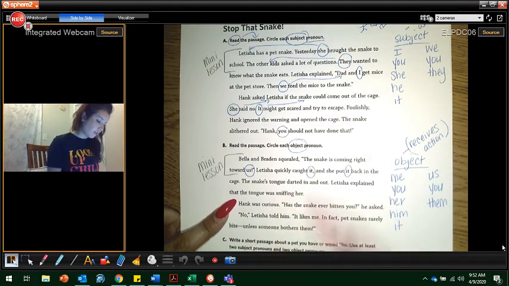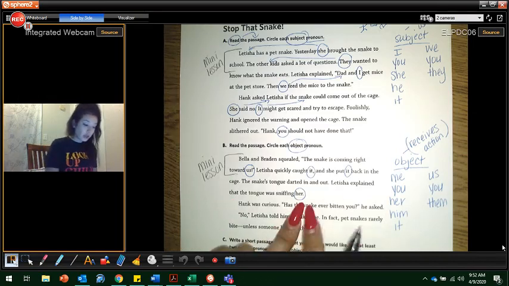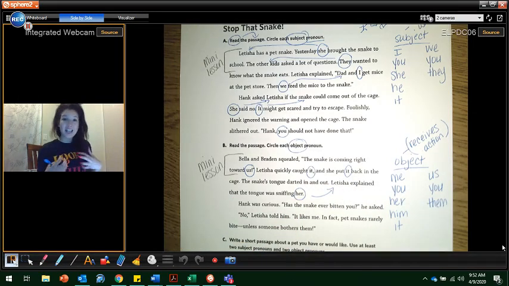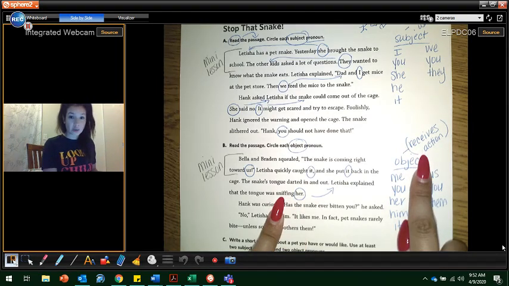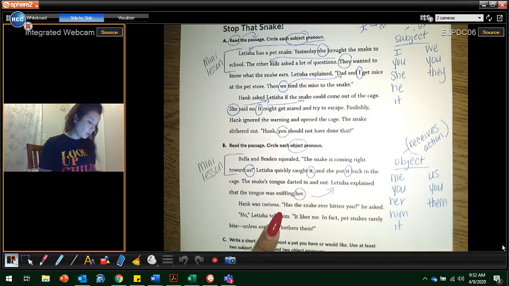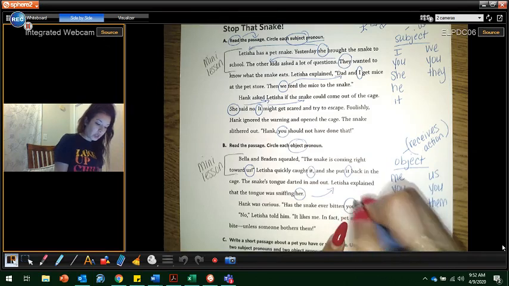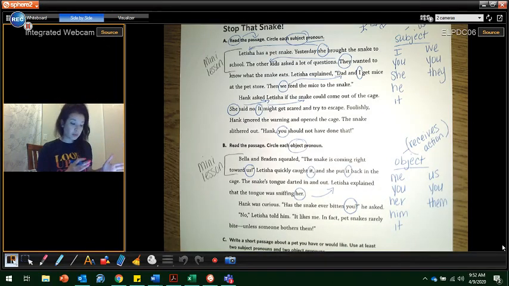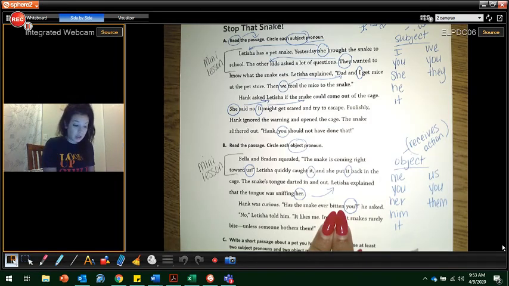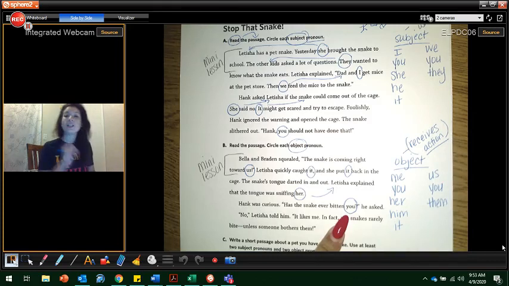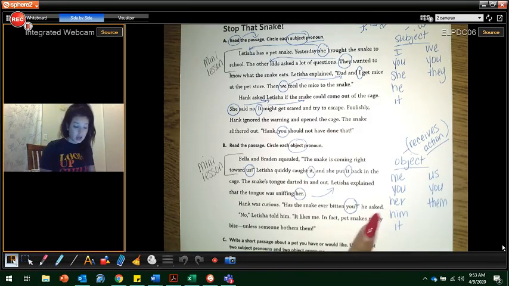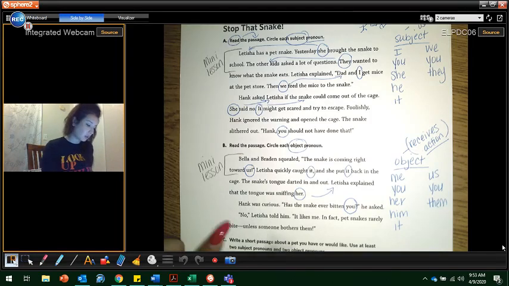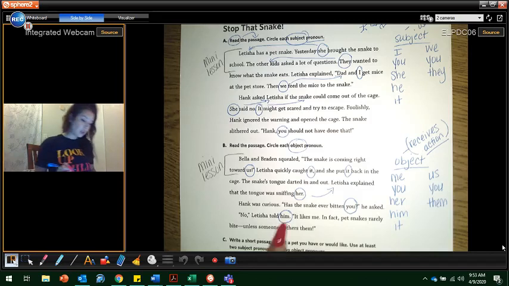The snake's tongue darted in and out. Letitia explained that the tongue was sniffing her. So her is talking about Letitia, but here she's receiving the action of being sniffed. So she is an object pronoun. Sorry, her is an object pronoun. Hank was curious. Has a snake ever bitten you? Now here, it could be a subject pronoun or an object pronoun when we're talking about you, but since it's the one receiving the action of being bitten, possibly being bitten, it is an object pronoun because an object pronoun receives an action. He asked. Now here, he is a subject pronoun, so we're not going to circle it because he is doing the action. It's not receiving the action. No, Letitia told him. So here, him is an object pronoun because it's receiving the action of being told.